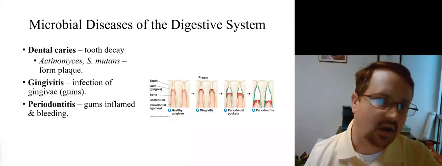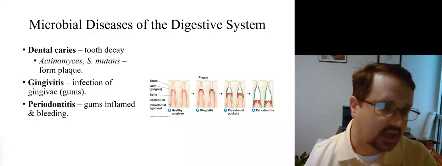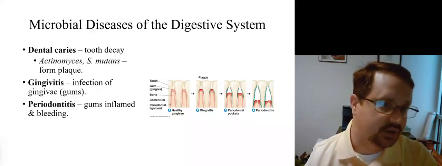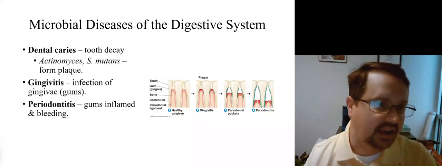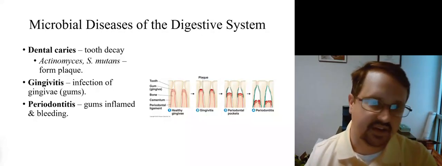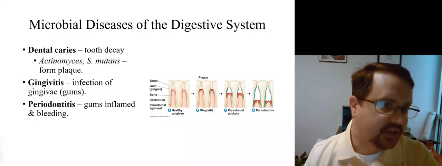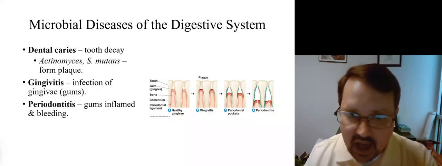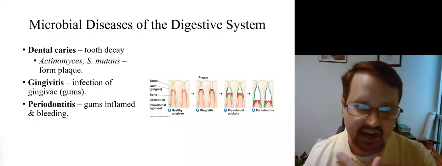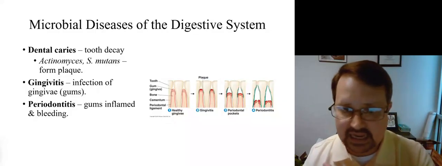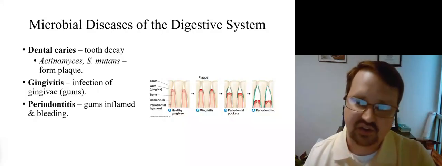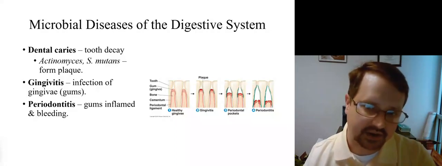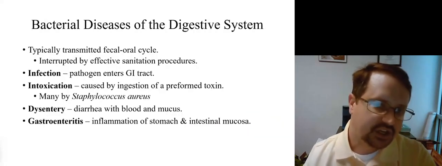We'll talk about some microbial things that affect the digestive system, starting with the oral cavity and dental caries. This might be some kind of Actinomyces or S. mutans that forms a plaque. Gingivitis is an infection of the gum. Periodontitis is when the gums inflame and bleed. There are lots of things that can lead to periodontitis, gingivitis, and things like that.